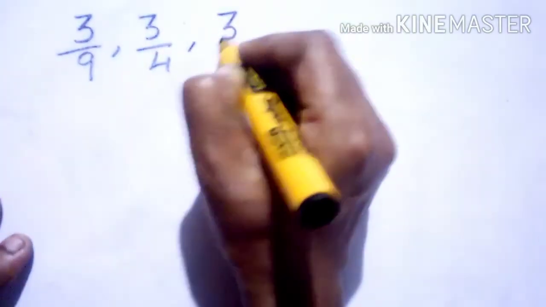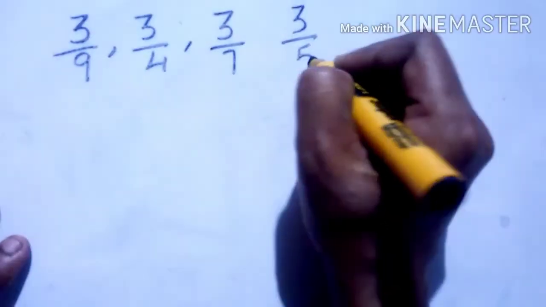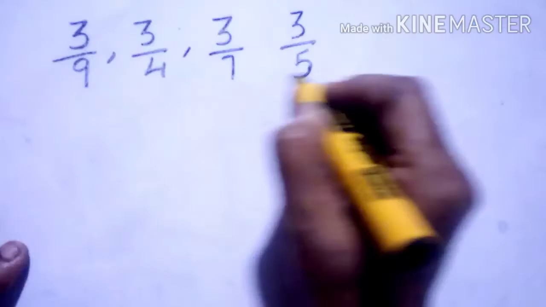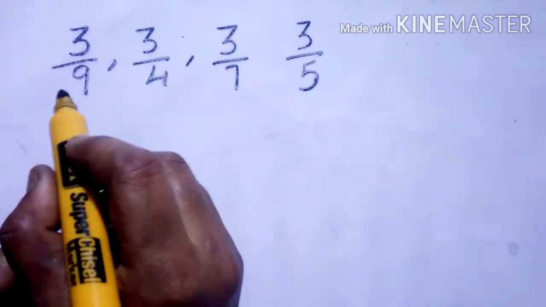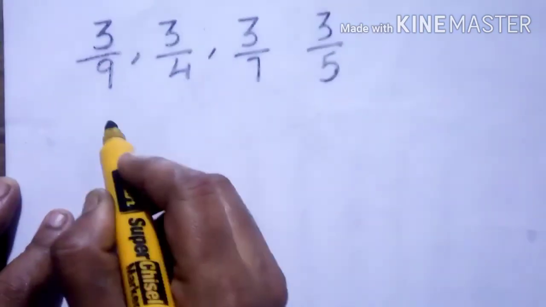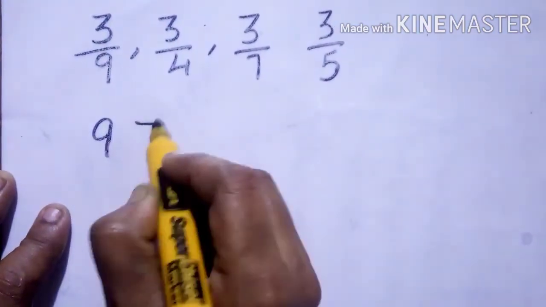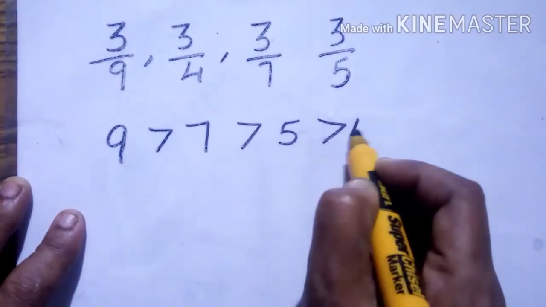Let us see one example. 3 by 9, 3 by 4, 3 by 7 and 3 by 5. We have to write this in ascending order. So first you have to compare the denominator. Denominators you have to write in descending order. So let us write the denominator. 9 is greater than 7 is greater than 5 is greater than 4.